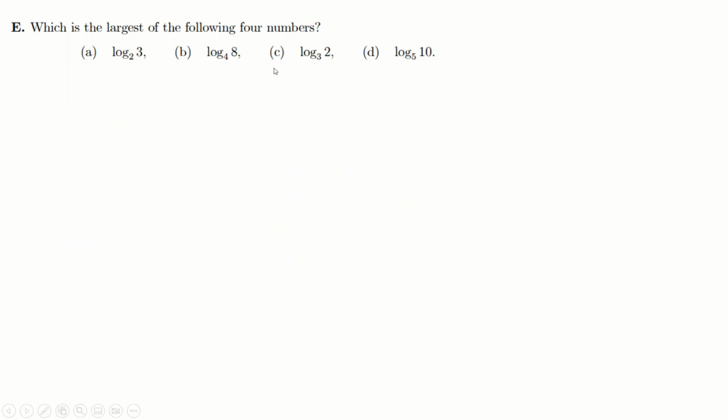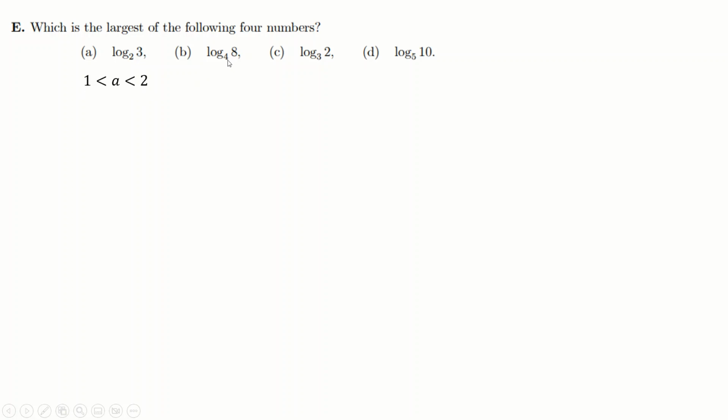E. So which of these is the largest? So okay, let's go through these. This one is the most obvious, but I think I'll start here anyway. This is between 1 and 2 because I've just said A represents the question number. Because 2 to the 1 is 2 and 2 to the 2 is 4. So this must be between 1 and 2.